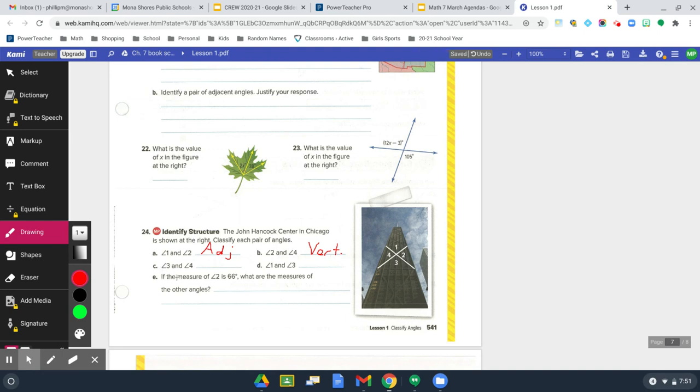Letter C, angle 3 and angle 4. Those are right next to each other. Those are adjacent. Angle 1 and angle 3, directly opposite of each other here. Those are vertical.